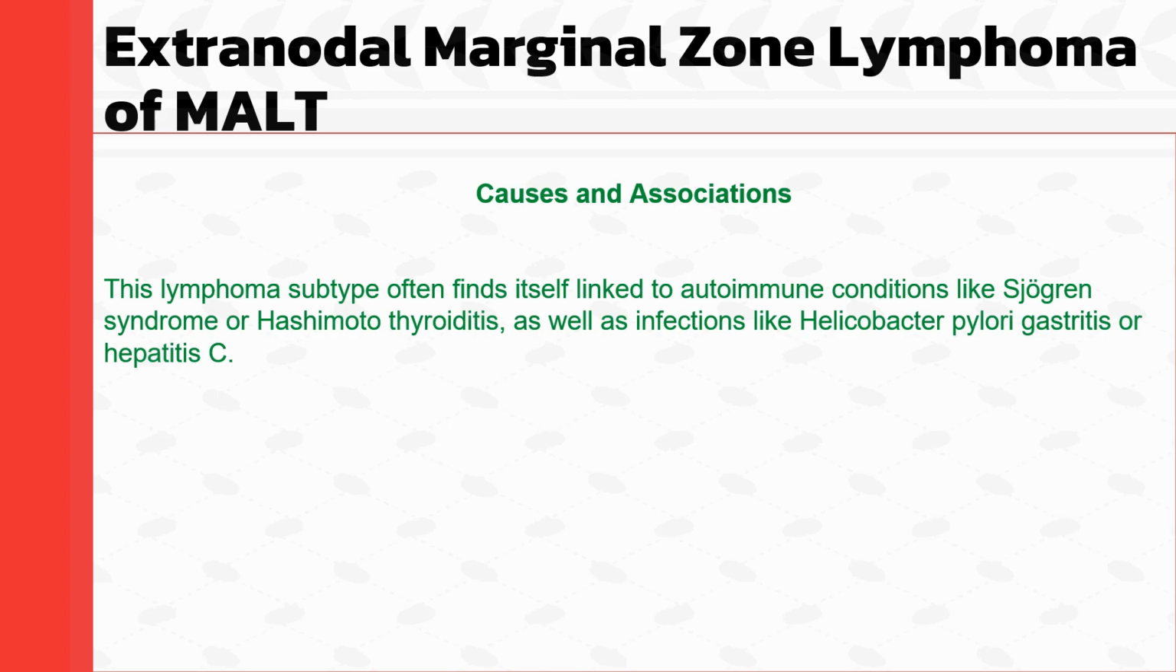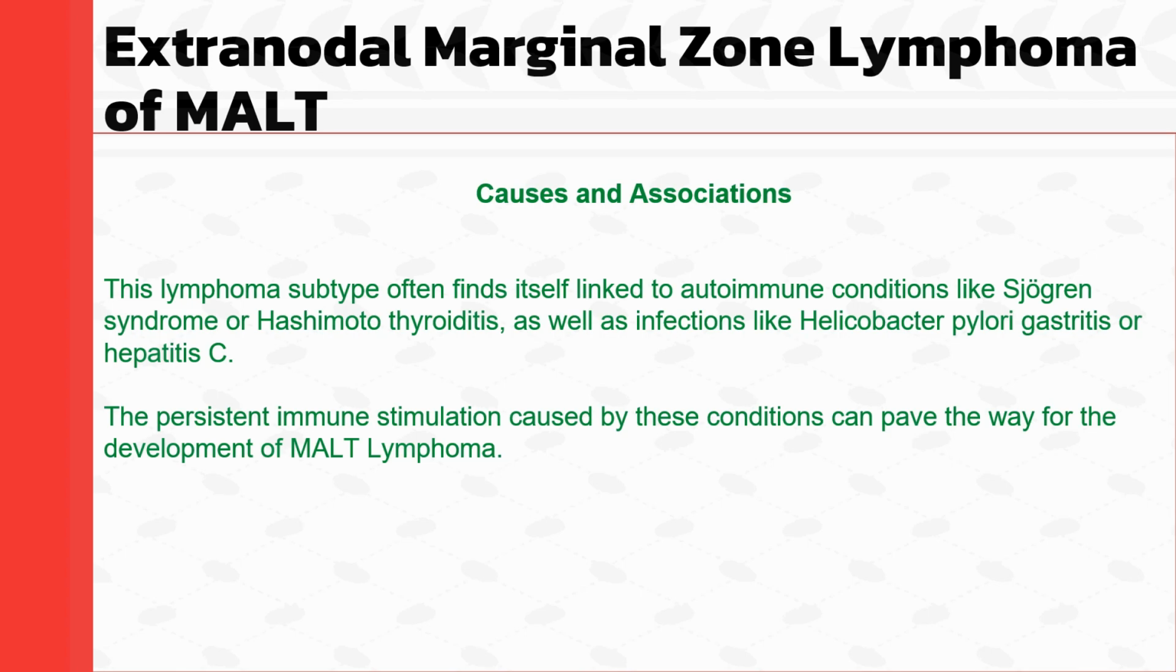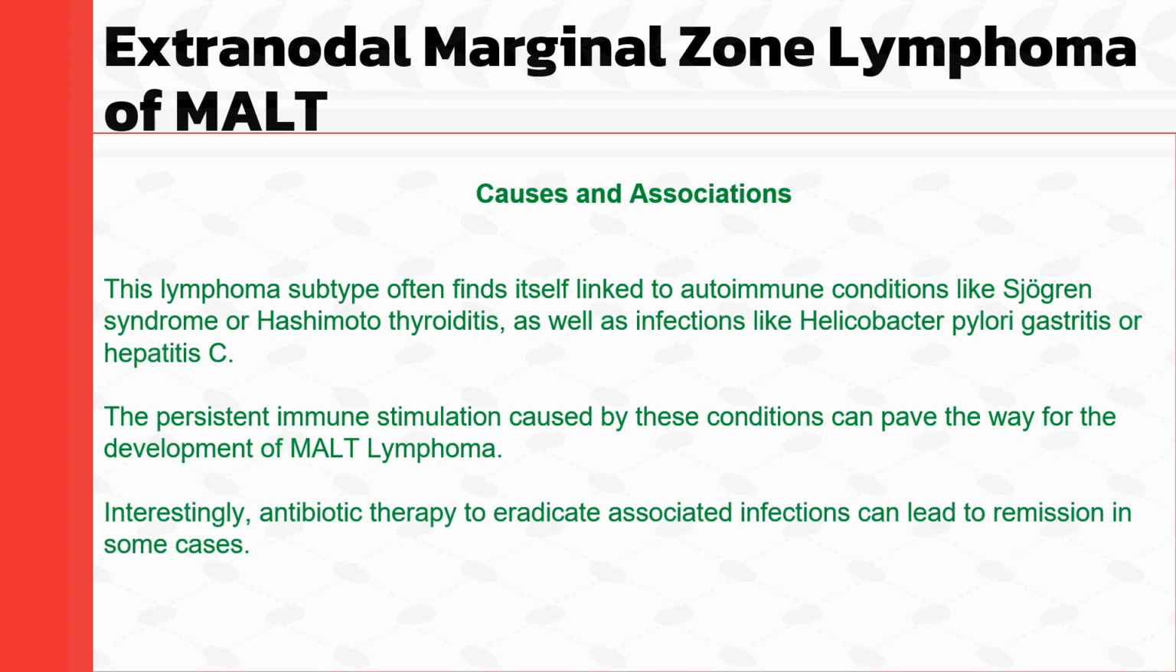This lymphoma subtype often finds itself linked to autoimmune conditions like Sjogren's syndrome or Hashimoto thyroiditis, as well as infections like Helicobacter pylori gastritis or hepatitis C. The persistent immune stimulation caused by these conditions can pave the way for the development of MALT lymphoma. Interestingly, antibiotic therapy to eradicate associated infections can lead to remission in some cases.